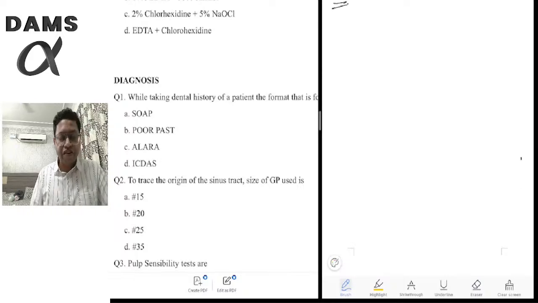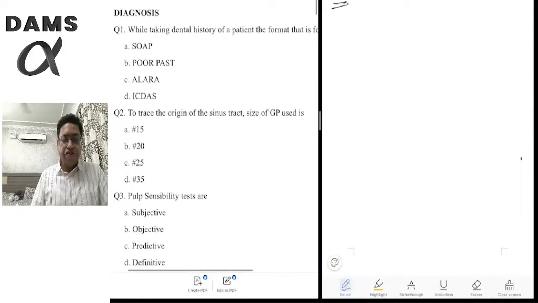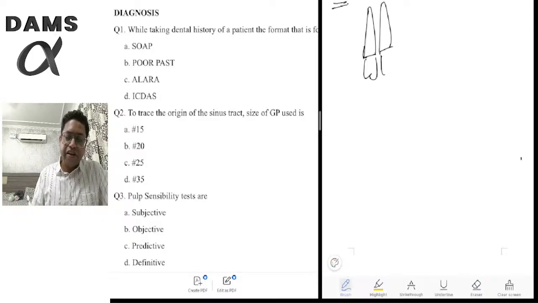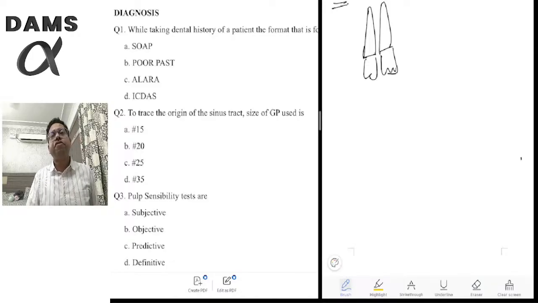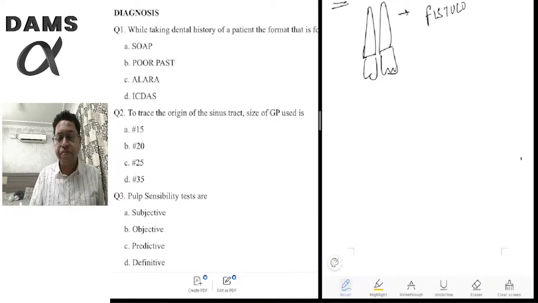Question number 2 for diagnosis that we are seeing is to trace the origin of the sinus tract. The size of the gutta-percha used is... At times multiple carious teeth can be present, and there's a sinus associated. Clinically, it is difficult to determine which tooth is responsible for the sinus. In such cases, to determine the origin of sinus tract and to find out the offending tooth, we use fistulography. The procedure is called fistulography.